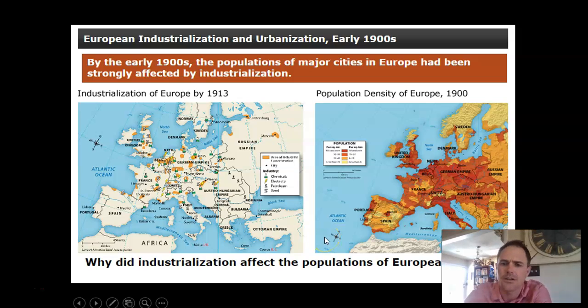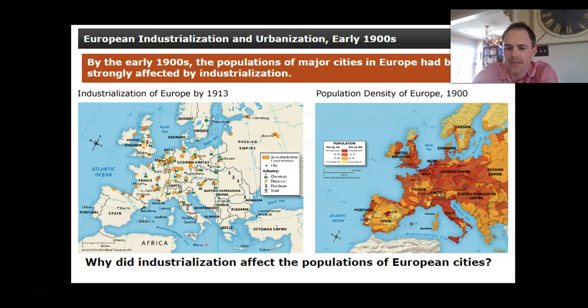Here we see two kinds of maps. One of industrialization of Europe by 1913, which we've been talking about for the last two lessons, industrialization. And then we see the population density of Europe in 1900. So why did industrialization affect the populations of European cities? Pause the video, go back and maybe look at your notes from last time, write an answer, come back, see how close you get to my answer.